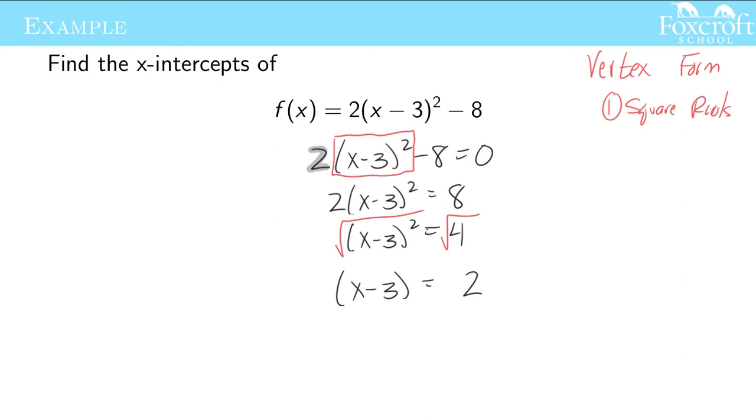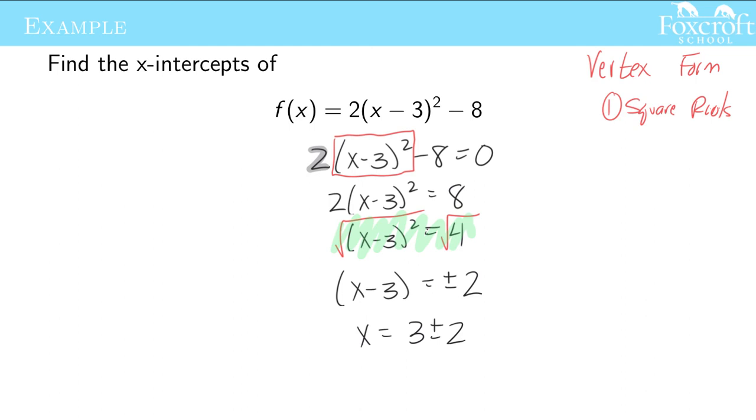And this is the most common mistake students will make, is write this as the next step. Remember, whenever you take the square root of an equation, in the next line, you have to get a plus or minus in front of that number. So x minus 3 is equal to plus or minus 2. And then I have to add 3.